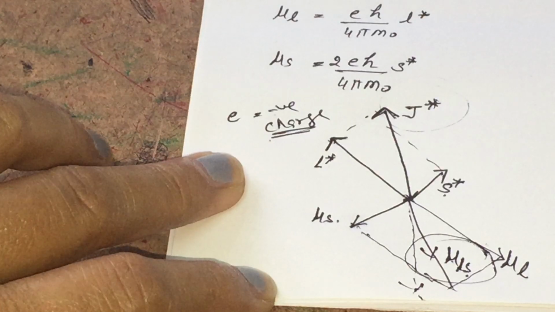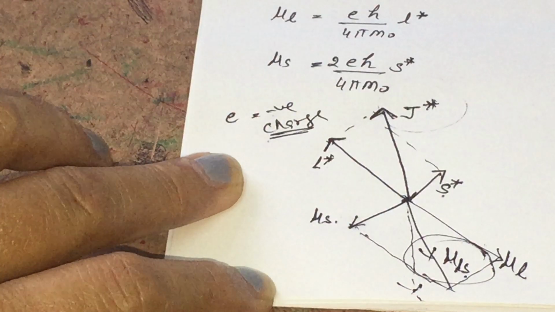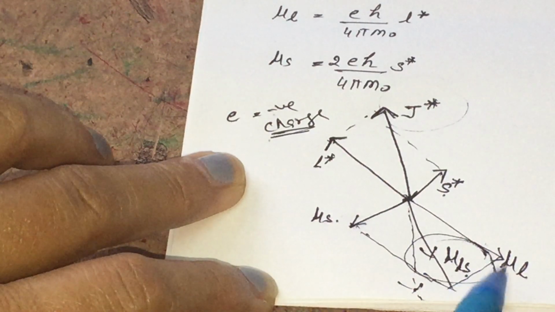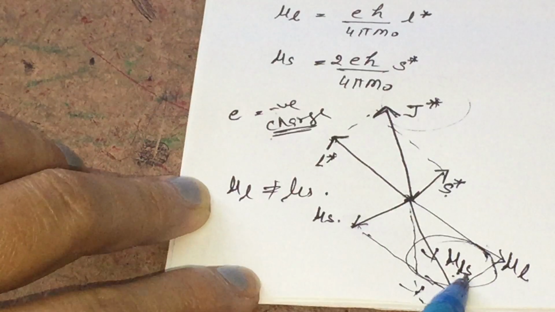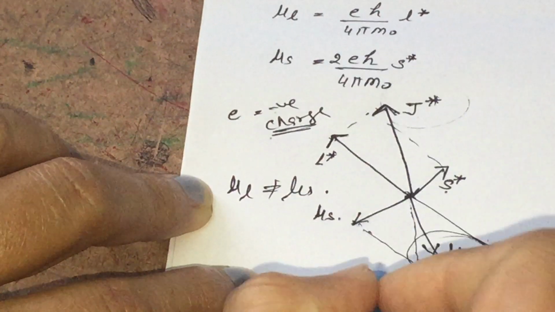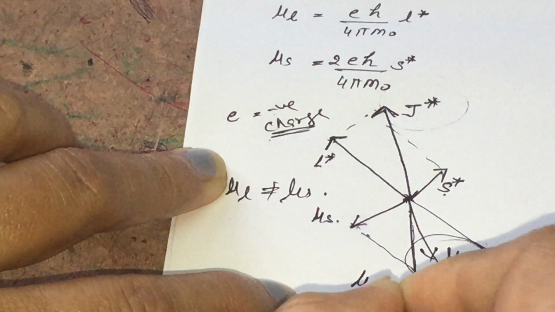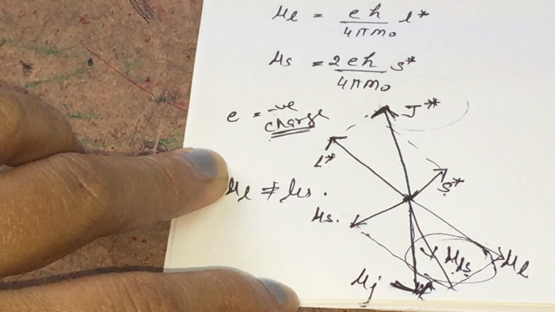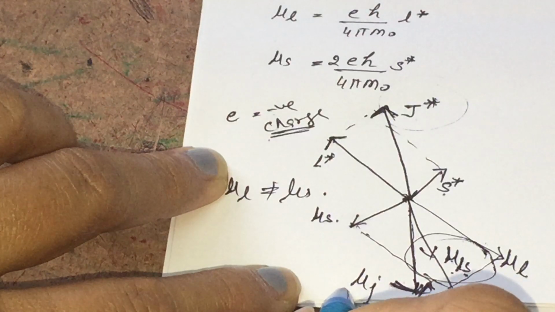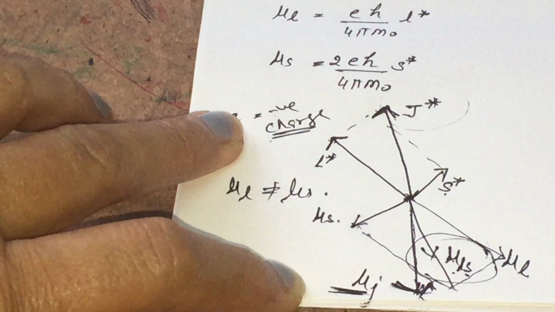According to our assumption, J star and mu_LS should be in opposite directions, but as mu_L is not equal to mu_S, mu_LS is not in the direction of mu_J, and the direction of mu_J is opposite to the direction of our total angular momentum J. Now we will find our net resultant magnetic moment in this case.